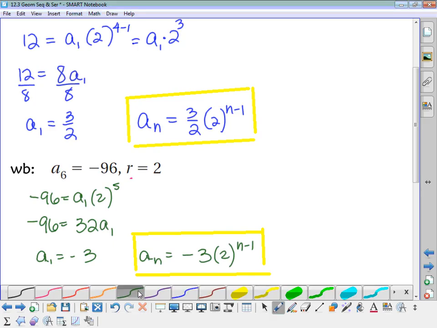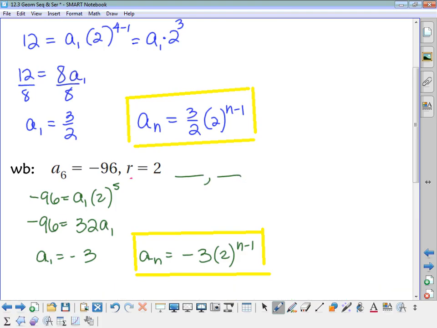All right, so let's think about what's happening here. I've got 6 terms, and I know the 6th one is negative 96. And my ratio is 2, so I'm doubling it every time, right? So could I also just work backwards and figure out what it is? Why not? So all we're doing when we plug it into the equation, the 2 to the 5th, is we're taking a shortcut. But if you forget how to do it, you could always write it out and work backwards.